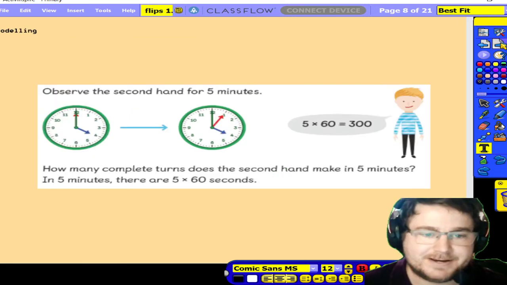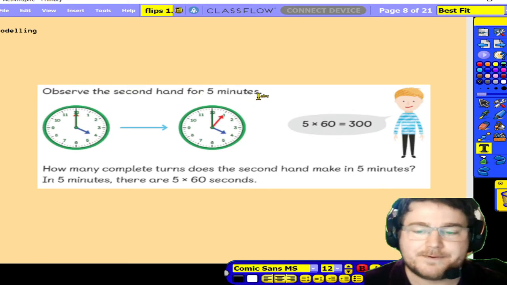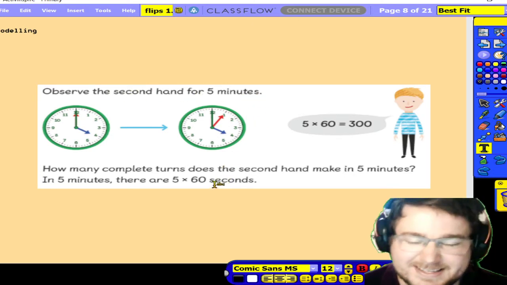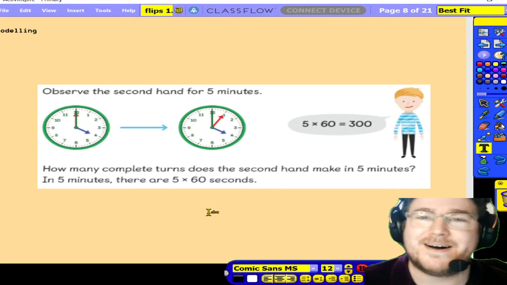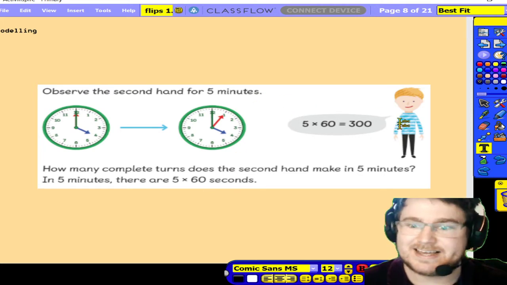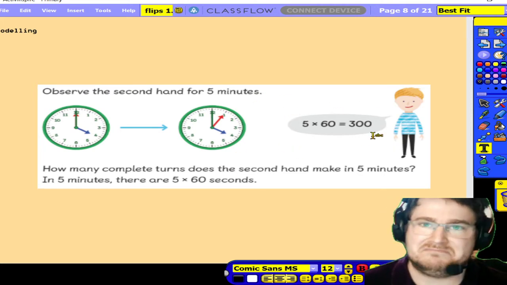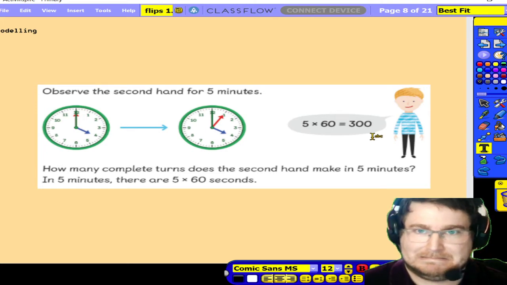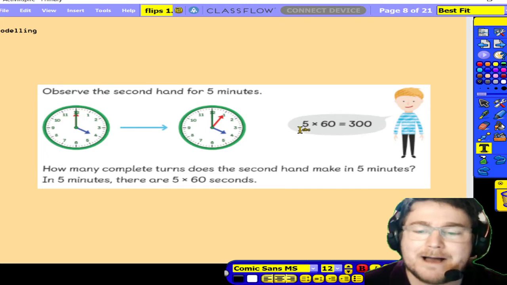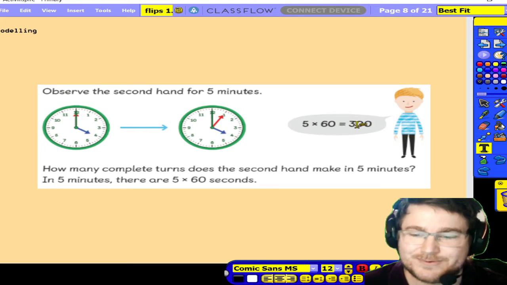Lovely. Observe the second hand for 5 minutes. No, let's not do that. What a waste of 5 minutes, especially as we've worked out the answer already. I mean, you can if you want, but I don't know why you would. Yes, 5 times 60 equals 300.